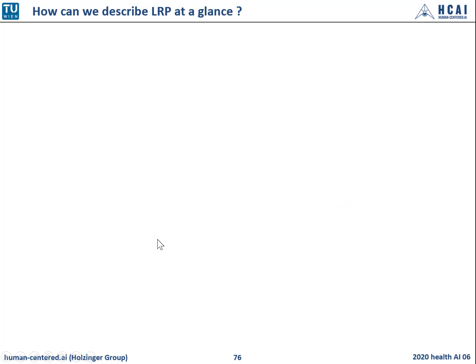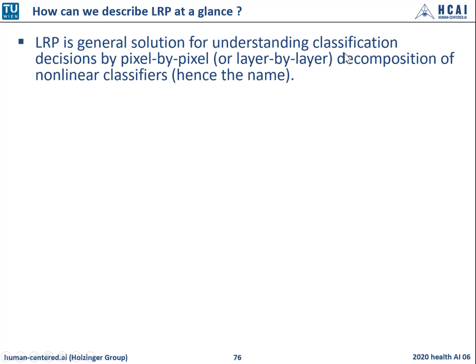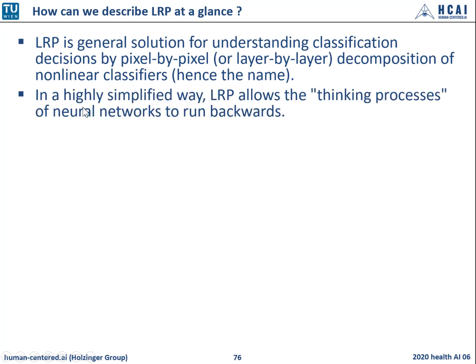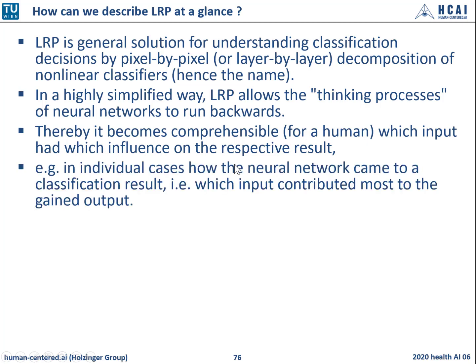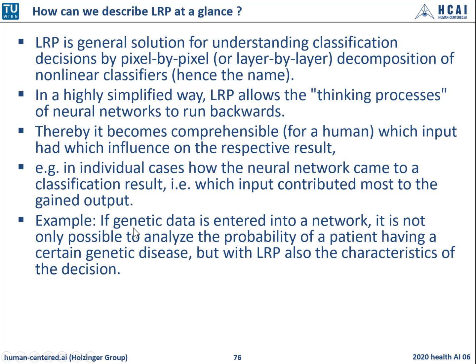So how can we describe LRP at a glance? It is a general solution for understanding classification decisions by pixel, or layer by layer, hence the name, decomposition of nonlinear classifiers. And this is done in a highly simplified way. That means LRP allows us to go backward through the thinking processes of neural networks. And thereby it becomes comprehensible for a human which input had which influence on the respective result, and in individual cases, how the neural network came to a classification result, that means which input contributed most to the gained output.